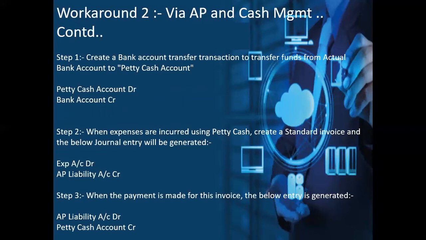As far as recording of the transactions is concerned, the first step is, whenever you withdraw the cash and give it to the petty cashier, you need to do a bank account transfer transaction within the system. Whenever you perform your bank account transfer, the destination bank account, which is the petty cash account, will be debited, and the source bank account where you're picking up the funds will be credited. So your petty cash account is debited and your bank account is credited.